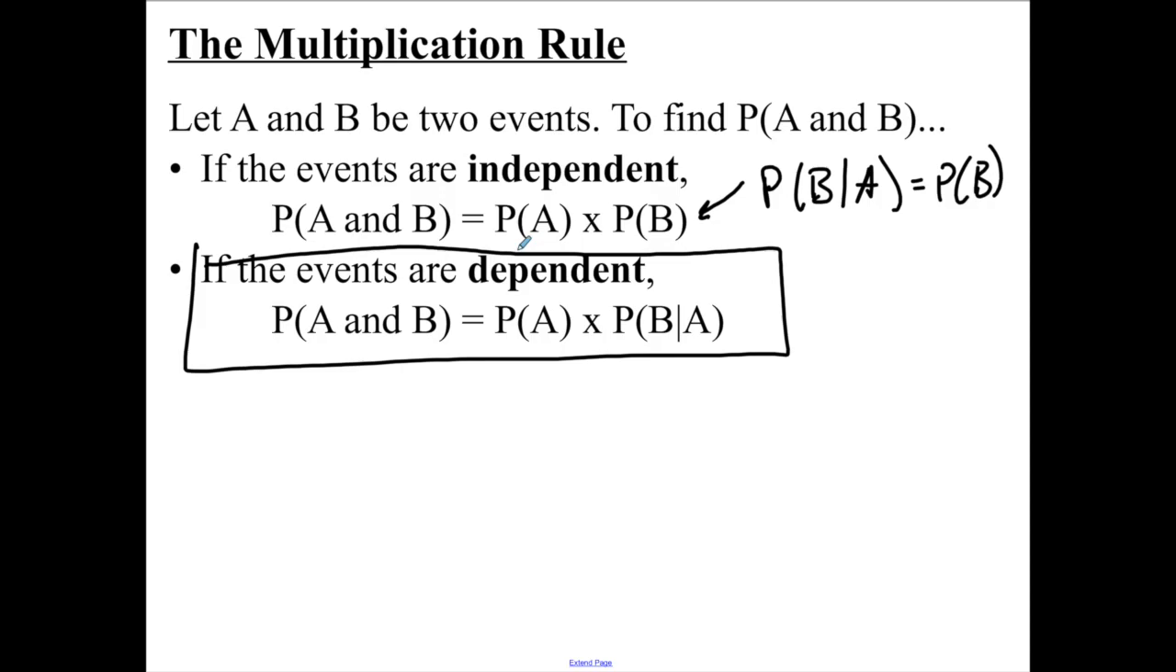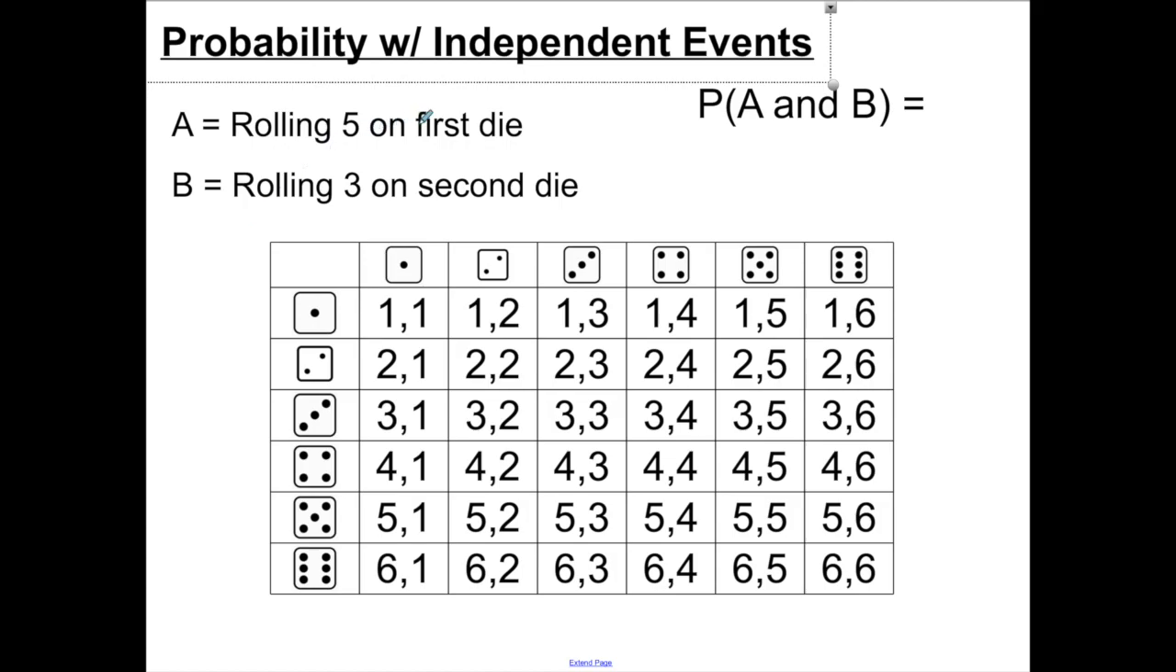The main difference is, if they're independent, you only focus on one thing at a time. And if they're dependent, you have to consider the impact of any previous events. Okay, so again, we'll have plenty of examples, and we're actually going to jump into one right now with the probability of independent events.